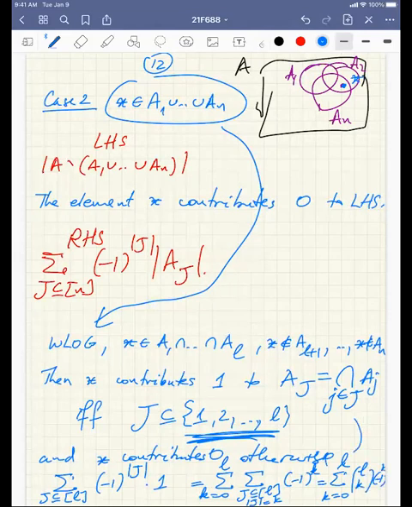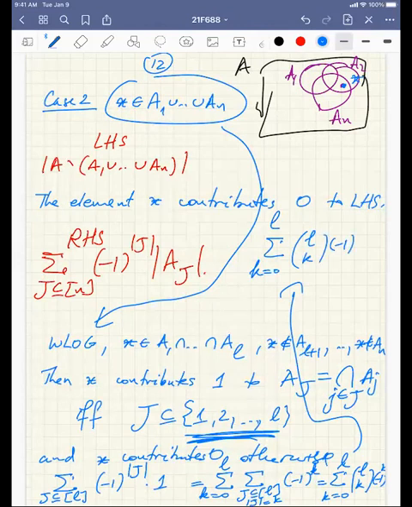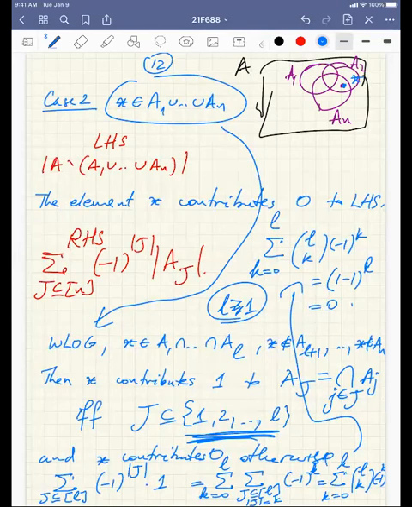So I'll just write these small letters from there. I'm going to expand them here. This is going to be summation from k equals 0 to L of L choose k times minus 1 to the k. And by the binomial formula, this is the same as 1 minus 1 to the L, which is 0. And here we use the fact that L is greater or equal to 1. That's what makes this work. And that's the proof of the principle of inclusion-exclusion.